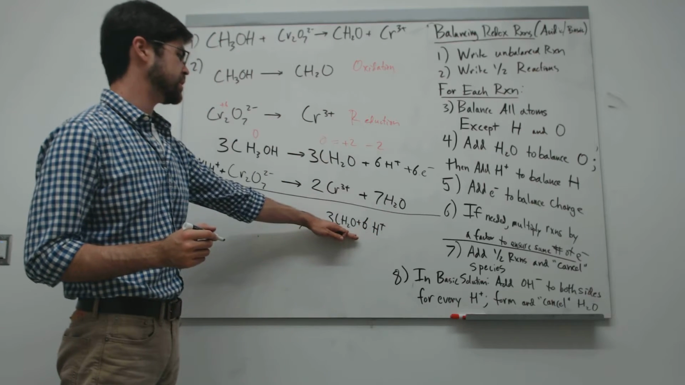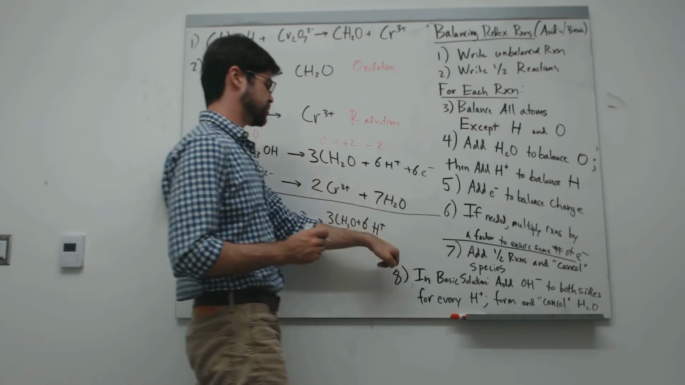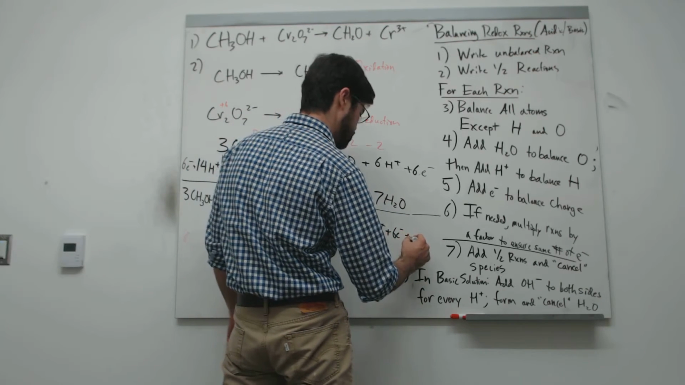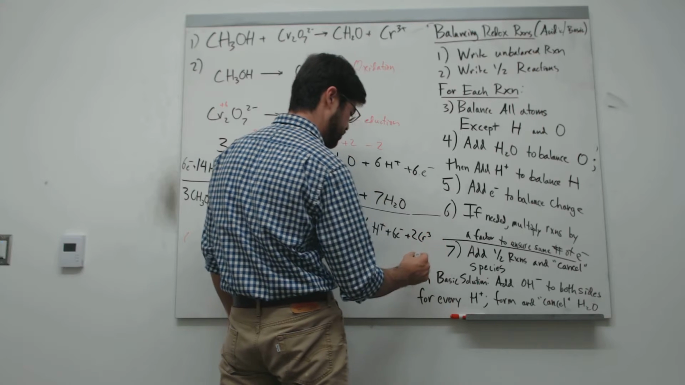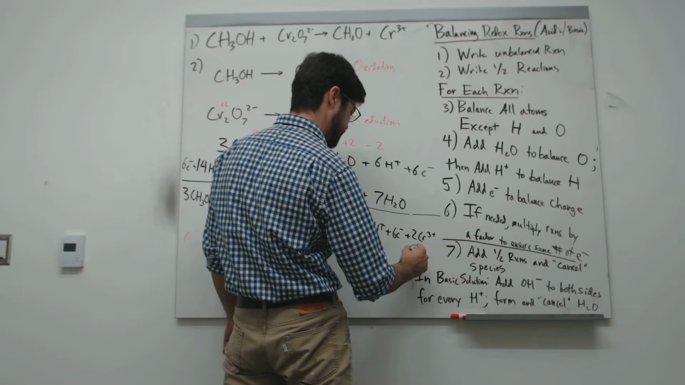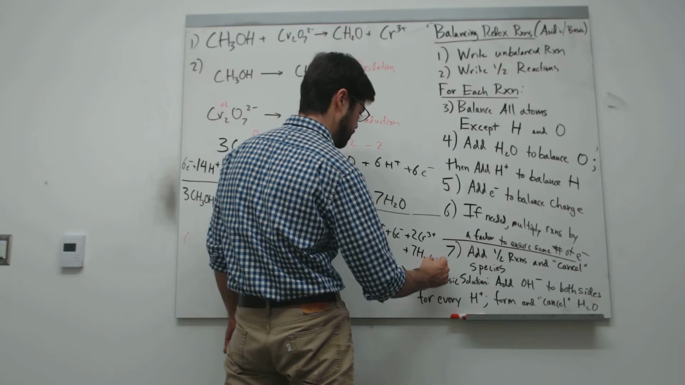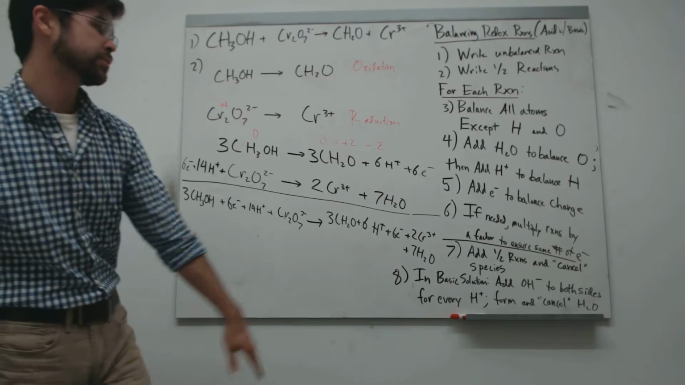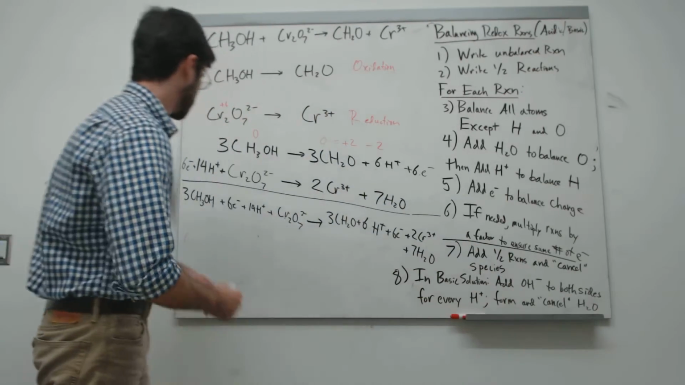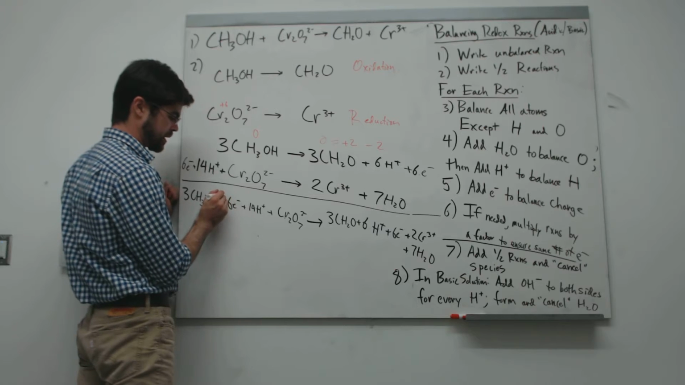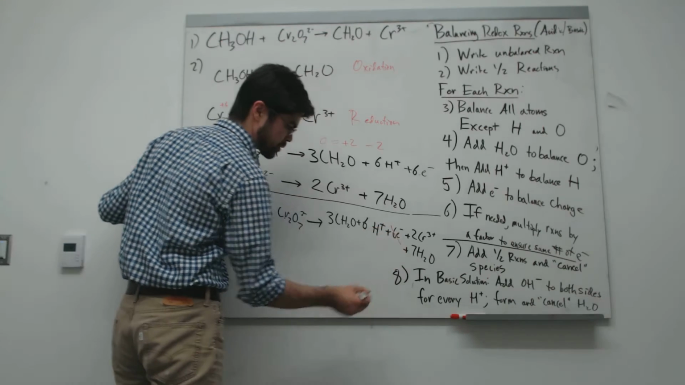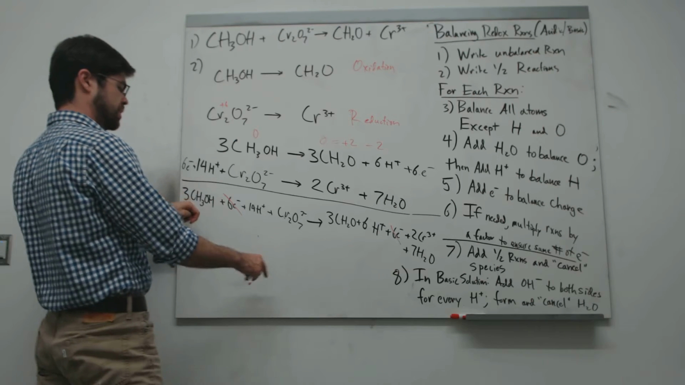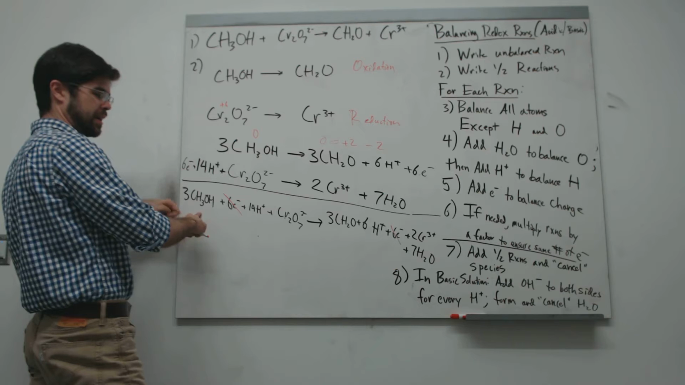Okay, so 3 methanol molecules, 6 hydrogens, 6 electrons, 2 Cr3 plus ions, and 7 water molecules. So let me cancel out any species that are the same. So these electrons, they're on both sides of the equation, so those electrons cancel each other. There's no methanols on that side, so that doesn't cancel.